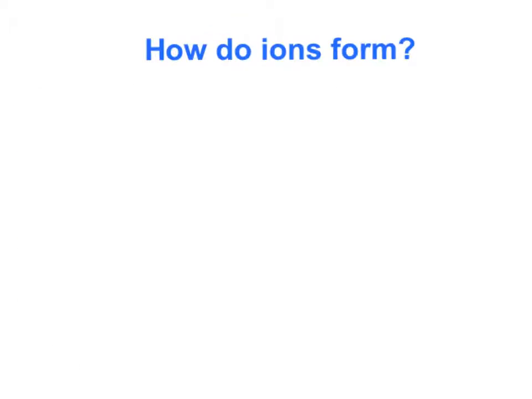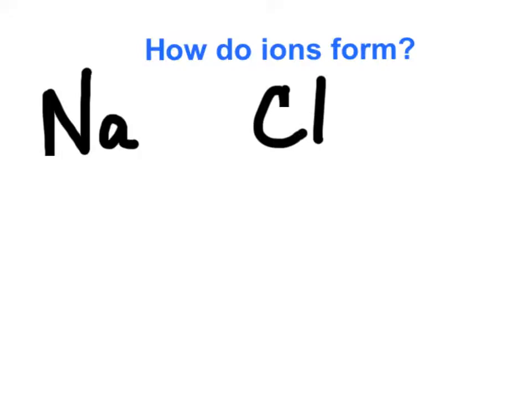So let's answer our first question. How do ions form? Let's look at sodium and chlorine again. Sodium in group 1 has 1 electron in its outer shell. Chlorine, found in group 17, has 7 electrons in its outer shell. They are both neutral atoms.